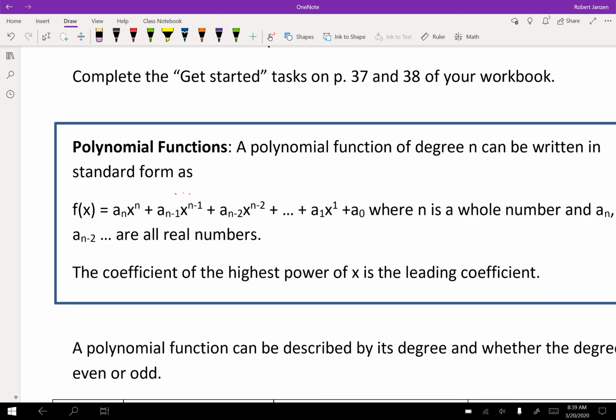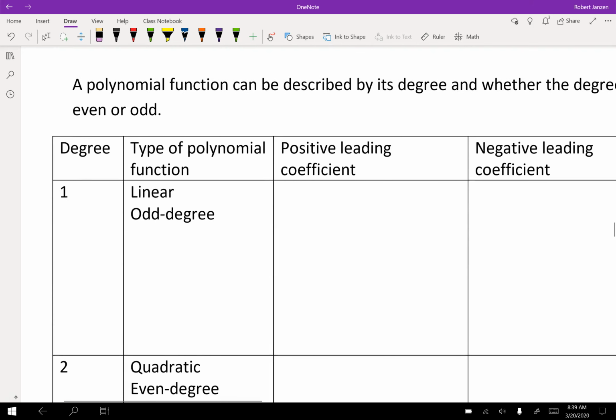Whatever the highest power is, that's the degree of the function. So when we say x cubed, we say it's a cubic function if that's the highest power. x to the 4 would be a quartic function, etc. A couple of quick characteristics of these.